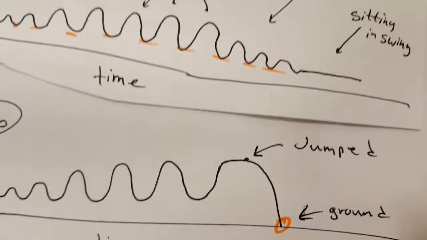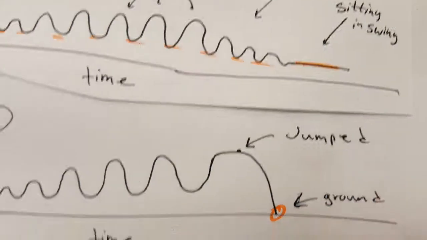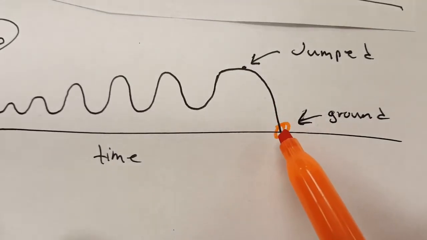So what's the big difference? The height would be the difference. If you just stop swinging, you at least stay off the ground a little bit. But if you jumped off of the swing, you would hit the ground.